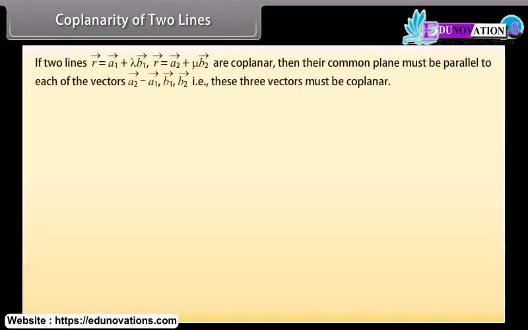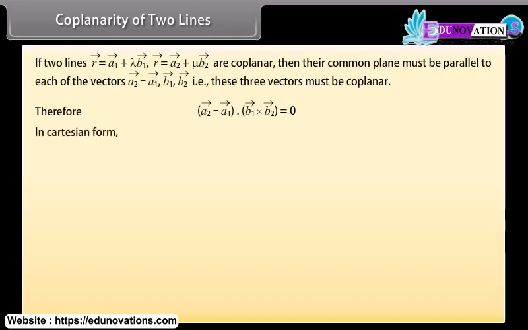Coplanarity of two lines. If two lines, vector r equals vector a1 plus lambda vector b1, and vector r equals vector a2 plus mu vector b2, are coplanar, then their common plane must be parallel to each of the vectors a2 minus a1, b1, b2. That is, these three vectors must be coplanar. Therefore, dot product of vector a2 minus vector a1 and cross product of vector b1 and vector b2 equals 0.